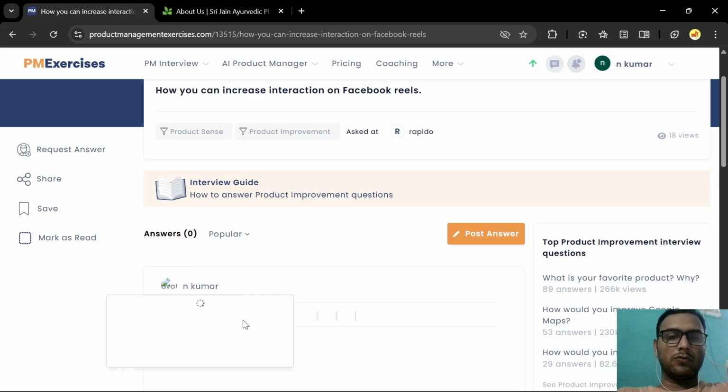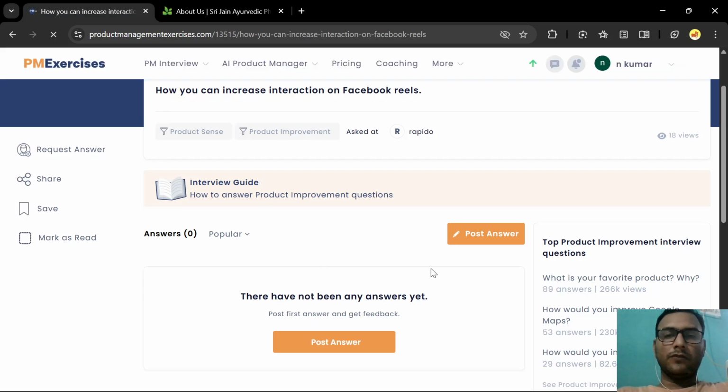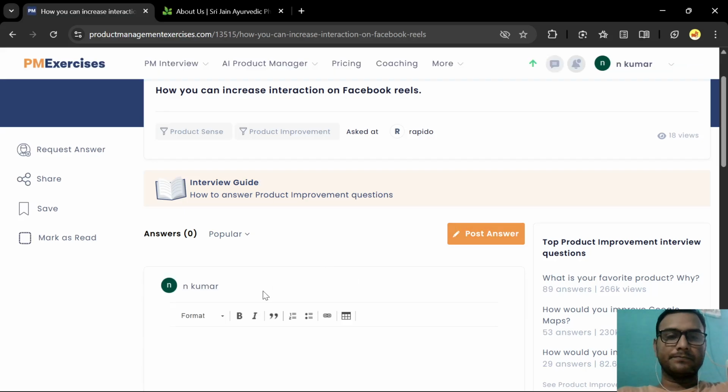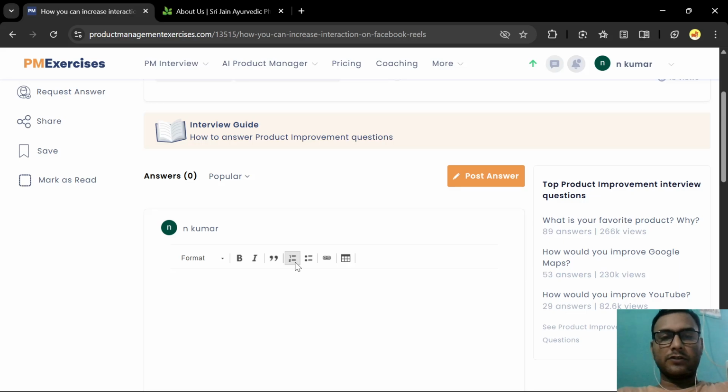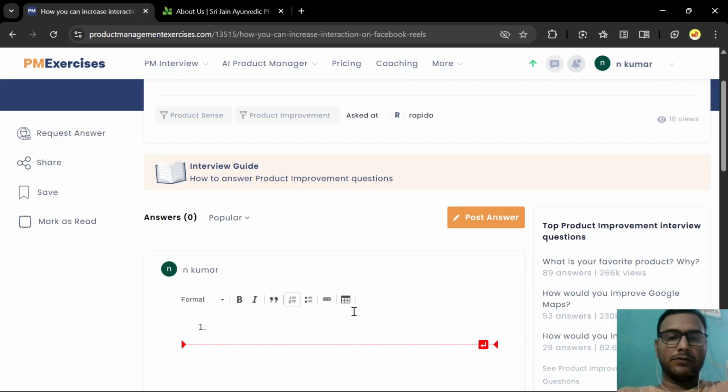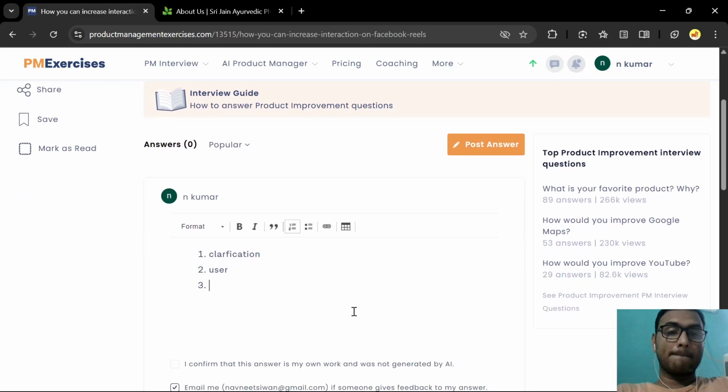So we will follow, I think let me refresh this. We'll follow our approach, the framework that we have been following. First one is the clarification, then comes the user, then comes the solution, and then comes the metrics.